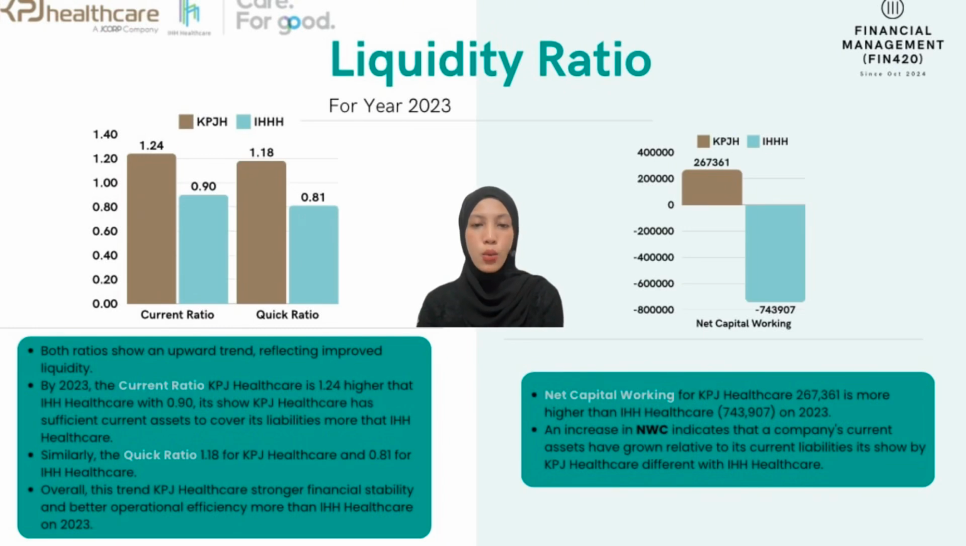When it comes to net working capital, KPJ recorded a positive figure of 267,361, while IHH shows a deficit of 74,907. This significant difference indicates that KPJ is not only managing its current assets more efficiently, but is also in a stronger position to fund its short-term operations compared to its competitor. In summary, KPJ's financial performance over the years, combined with its competitive edge, positions it as a leader in Malaysia's private healthcare industry, showcasing its ability to deliver.